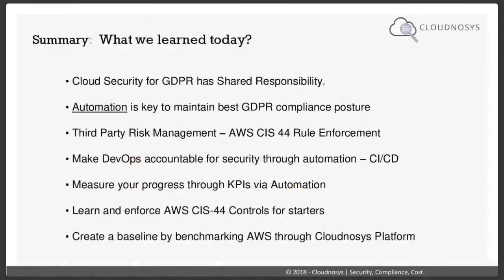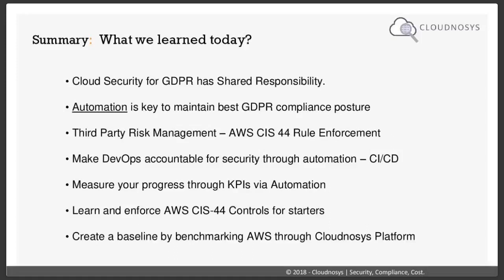So, summary, what we learned today is GDPR cloud security has this shared responsibility model. You need to have automation in place to be able to build your compliance posture and reporting and demonstrate compliance. Third-party risk management we talked about with the AWS, those 44 control sets. And also you should have your DevOps fully integrated into this flow. Make sure that whatever they're launching is compliant to what we just talked about. And you should have KPIs that you set through automation.